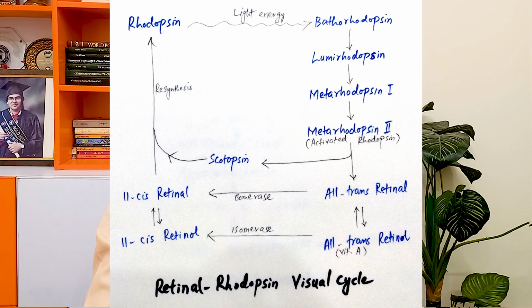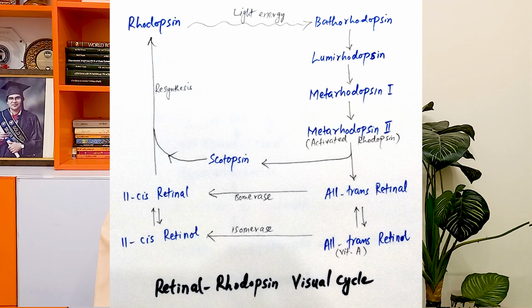It's important to convert these two components, scotopsin and all-trans retinal, back into rhodopsin so that the concentration of rhodopsin does not decrease in our rods, and we keep on watching continuously. We need an enzyme called isomerase which converts all-trans retinal into 11-cis retinal. 11-cis retinal conjugates with scotopsin to resynthesize rhodopsin.